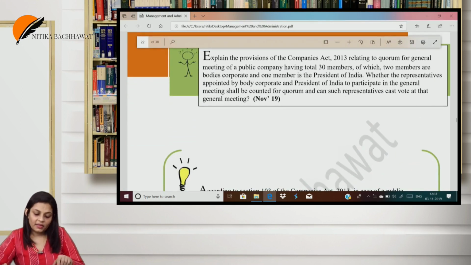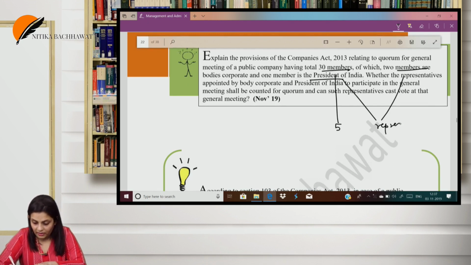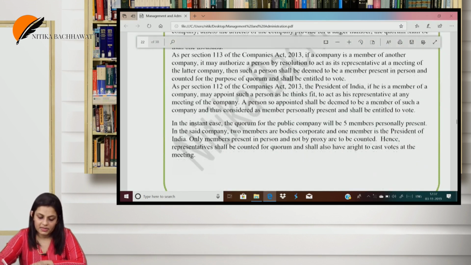The next question, explain the provisions of the Companies Act relating to quorum for general meeting of a public company having total 30 members, of which 2 members are body corporate and 1 member is the President of India. Whether the representatives appointed by the body corporate and President of India to participate in the general meeting shall be counted for quorum. Yes. 30 members, so quorum shall be 5 members personally present. Body corporates and President of India, their representative shall be counted as a member personally present.